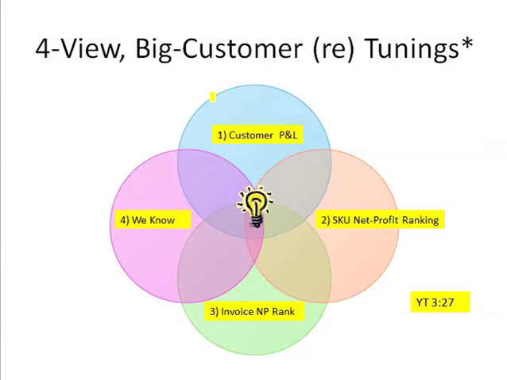To stop with the abstractions that I've been talking about and just get into some real nitty-gritty stuff, what I want to do is explain to you the 4View Big Customer Retuning toolkit and give you a specific case example. Ideally, if we found a customer that we're losing a lot of money on, giving us $50,000 in margin and costing $75,000 to take care of, we're losing $25,000 on the account.